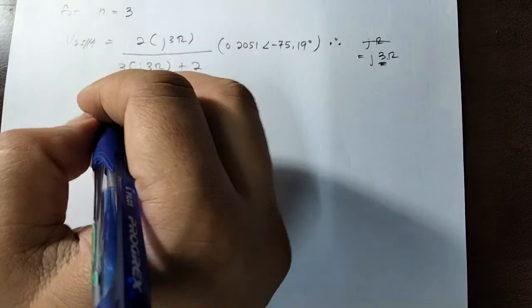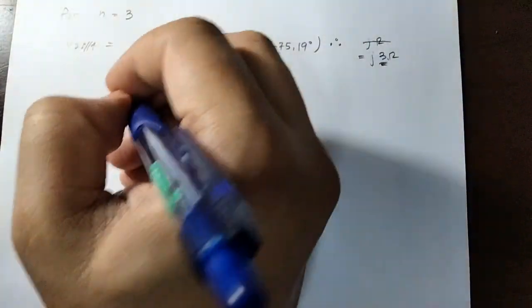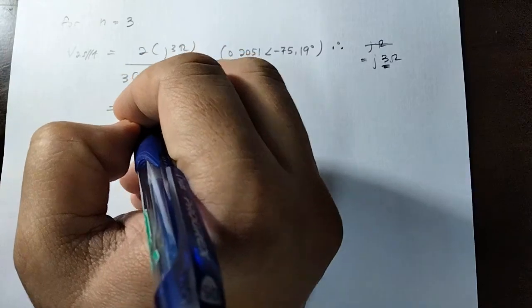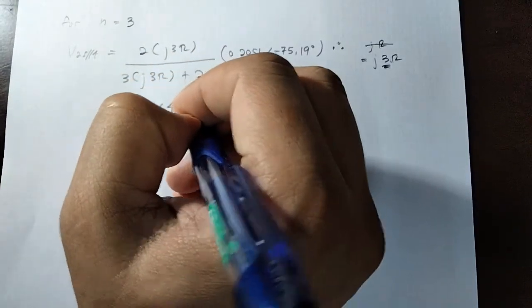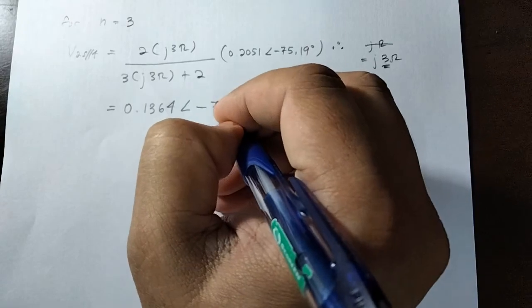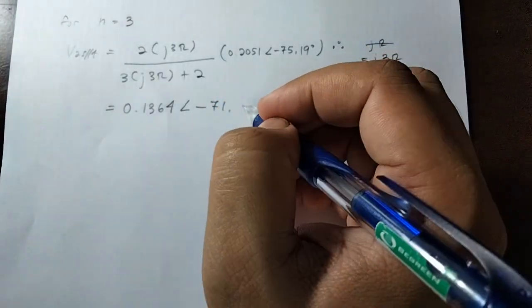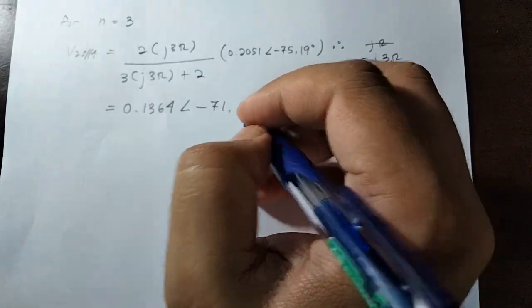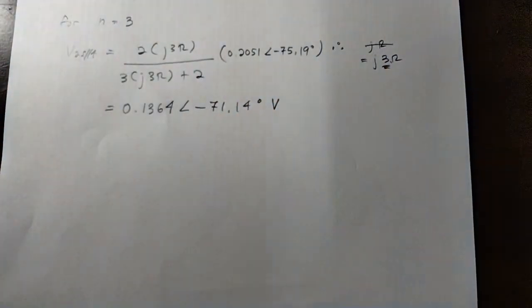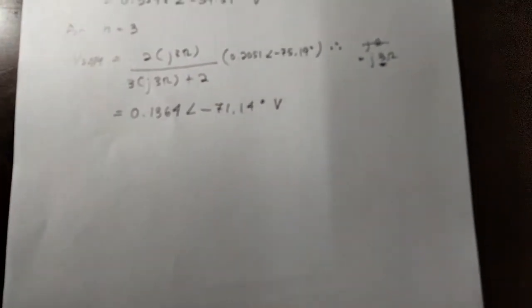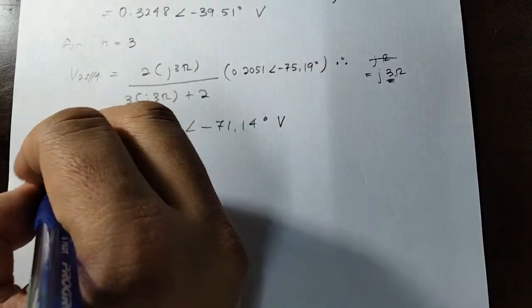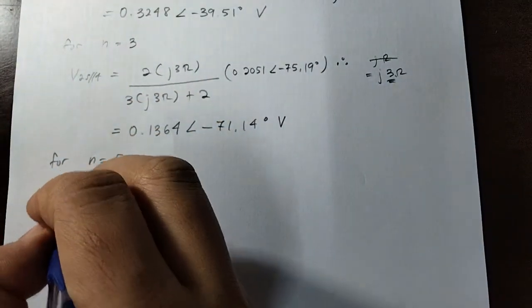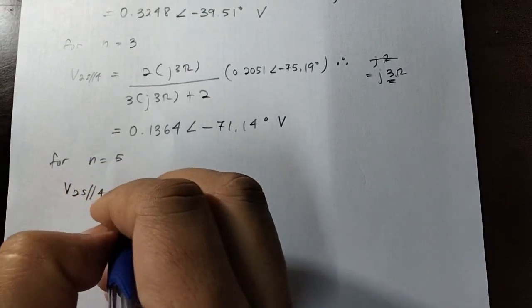So basically the answer is 0.1364, angle negative 71.14. Right. So that's the second term, or the voltage for n equals 3. The next is for n equals 5. So same process, right?